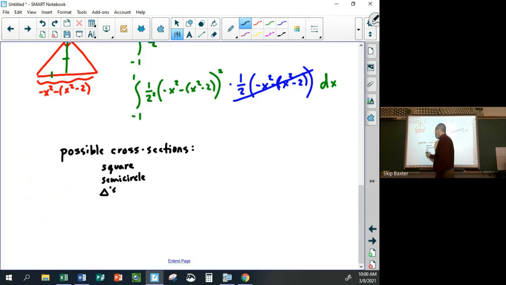It could be rectangles. Like they might say it's a rectangle where the part that comes out of the board is twice as long as the part that's on the xy plane. It's just base times height. The base would be the height of the function, which would be f minus g, and then the height of the rectangle would be 2 times f minus g. So the typical cross section here would just be base times height. Those are basically it.